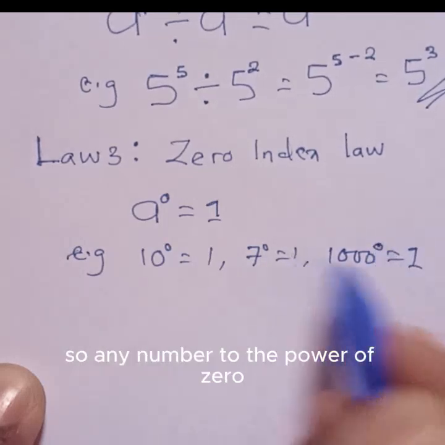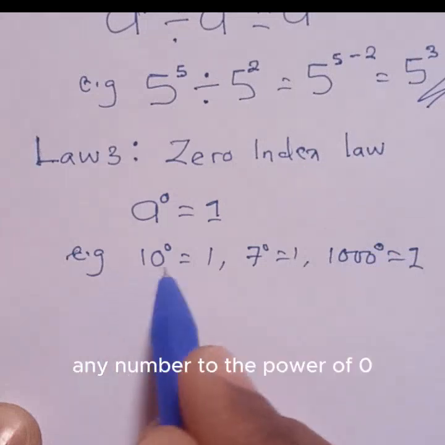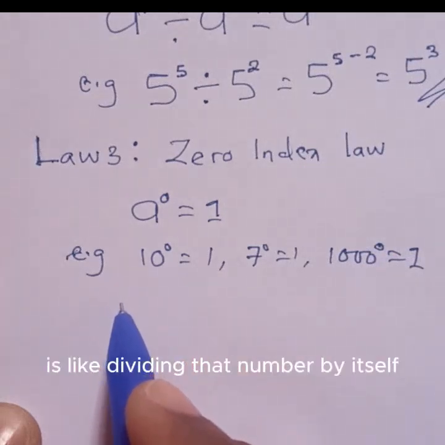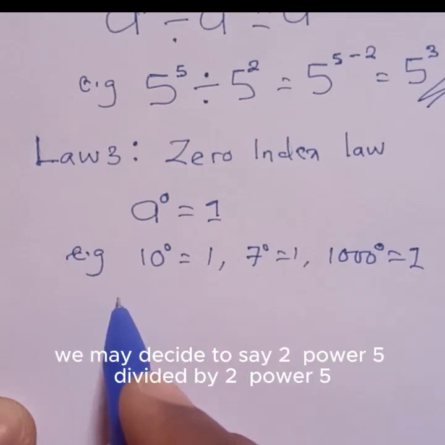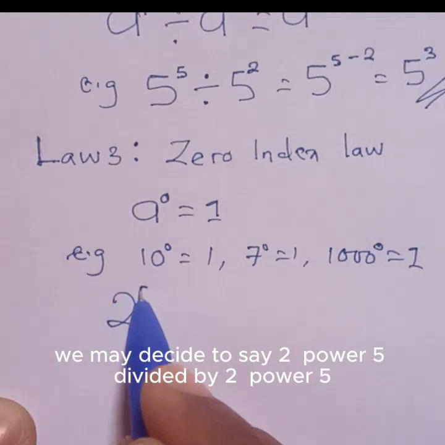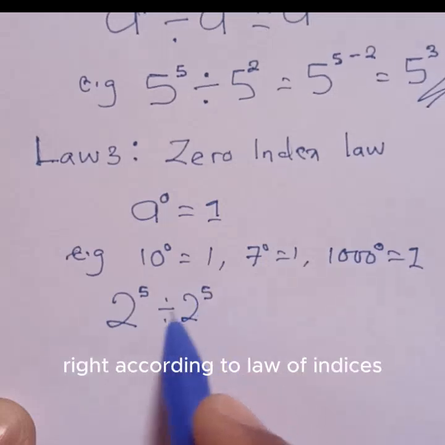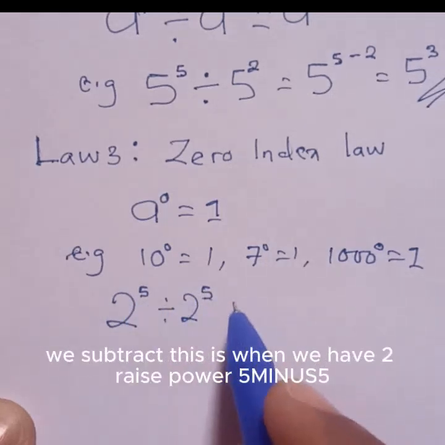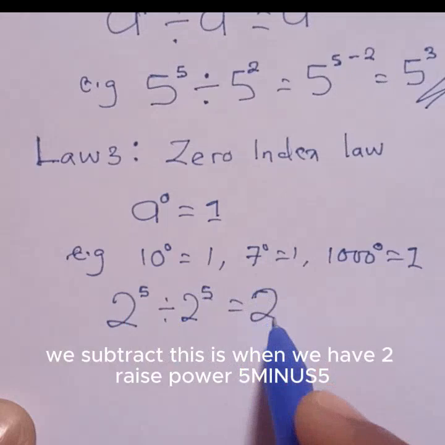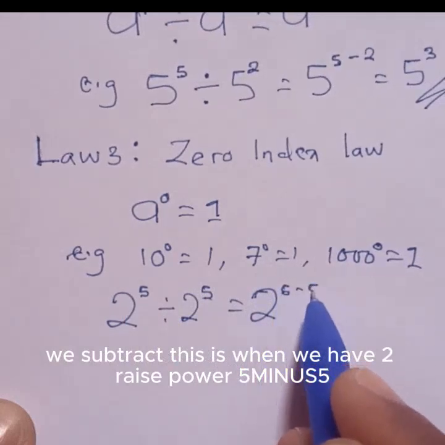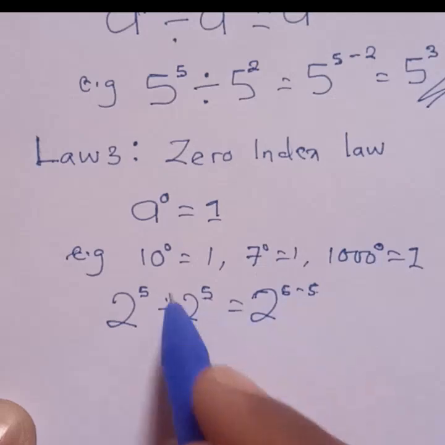So any number to the power of 0 is like dividing that number by itself. For example, we may decide to say 2 raised to the power 5 divided by 2 raised to the power 5, right? According to the law of indices, we subtract. This is when we have 2 raised to the power 5 minus 5, which is 0.